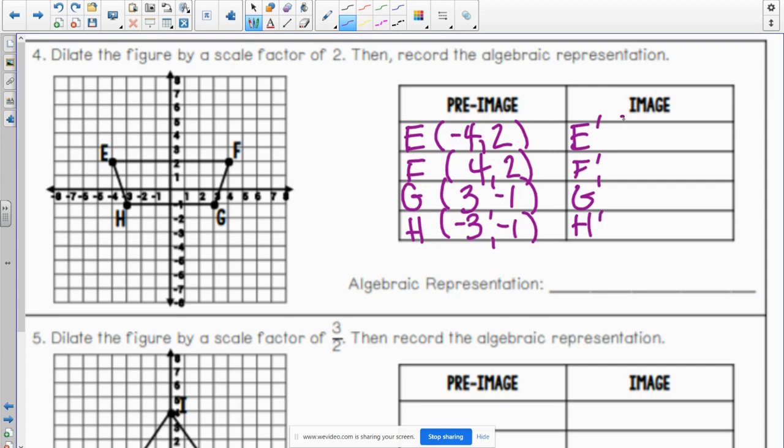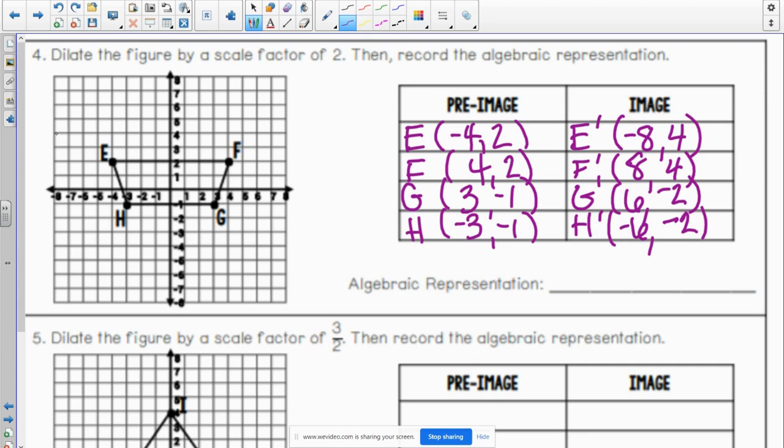So you're going to multiply the x and the y both by 2. So negative 4 times 2 is negative 8. 2 times 2 is 4. 4 times 2 is 8. 2 times 2 is 4. 3 times 2 is 6. 2 times negative 1 is negative 2. Negative 3 times 2 is negative 6. Negative 1 times 2 is negative 2. Plot the points and make sure it grew by a scale factor of 2, and hopefully gives us the same shape, which means we did it right.